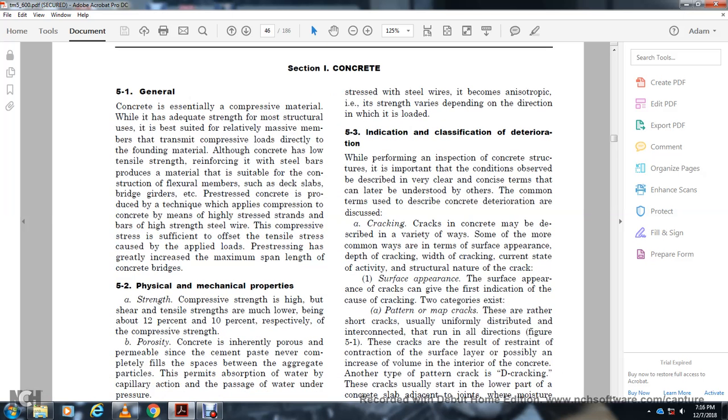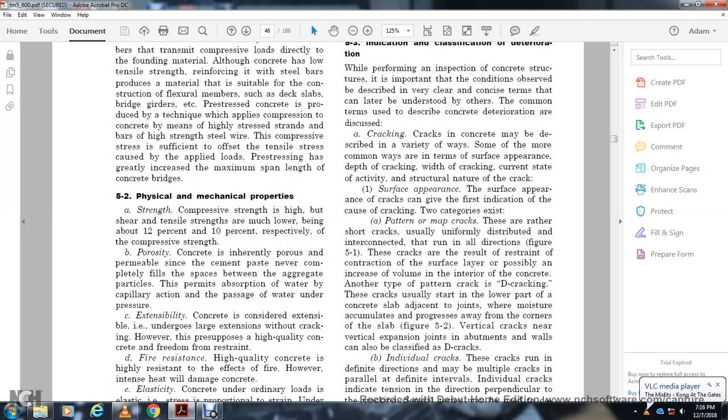Physical and mechanical properties. The compressive strength is high, but the shear and tensile strength is much lower, about 10 to 12% of the compressive strength. Porosity: concrete is inherently porous and permeable, since the cement paste never completely fills the space between the aggregate particles. Permanent absorption of water may be caused by capillary action and passage of water under pressure.